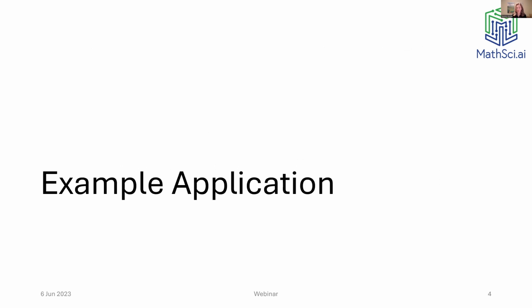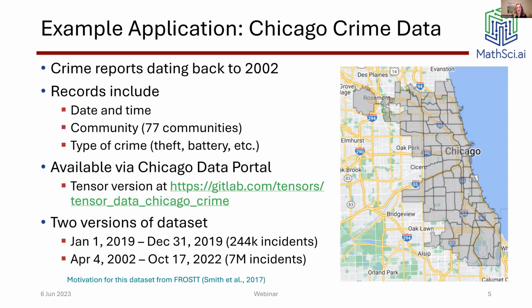Before I get started, I want to motivate things with an example application. The application I'm going to look at is Chicago crime data. Chicago makes data on criminal activity in the city, collected by the police force, available for public download. These reports include a lot of information. We're using just the date, which also includes the time. Chicago itself is divided historically into 77 communities. I have those outlined over to the right.